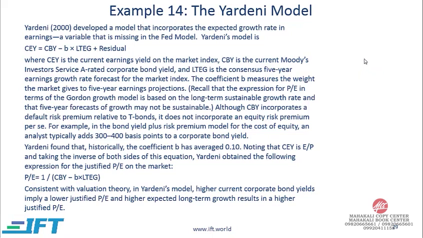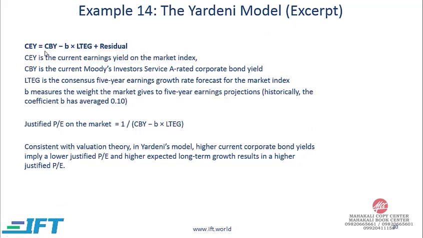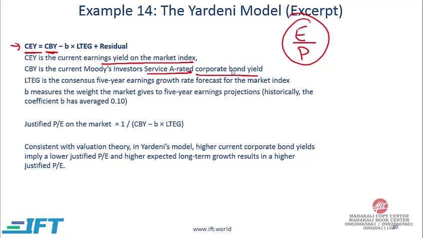All right, somewhat similar but a slightly more sophisticated model is the Yardeni model. This slide actually reproduces the entire content from the curriculum. What I'll just do is emphasize the critical points, and when you have time, I do want you to read through that one pager. So here is what the Yardeni model says. It says that the current earnings yield on the market index, which is that same E over P, according to the Yardeni model, the earnings yield should be equal to CBY, which is the current Moody's Investor Services A-rated corporate bond yield. So how is this different from the Fed model?